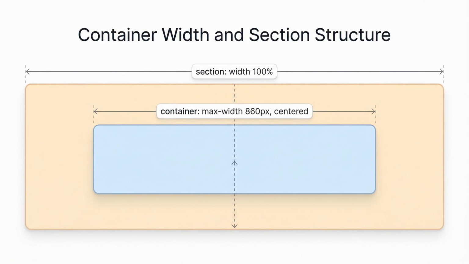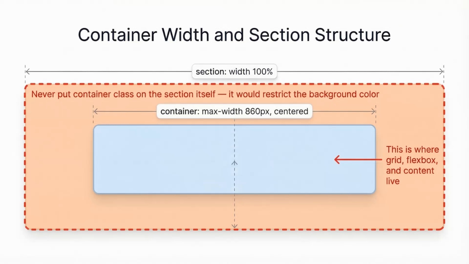Sections always have width 100%. They span the full page width, which is necessary for full bleed background colors. But the content inside uses a container class with a defined max width, in this case 860 pixels, to keep the readable content centered and not stretched across the full screen. A common mistake is putting the container class directly on the section element. If you do that, the background color only stretches as wide as the container, not the full viewport. The section handles the full width background, and the container inside it constrains the content width. These are 2 separate responsibilities.